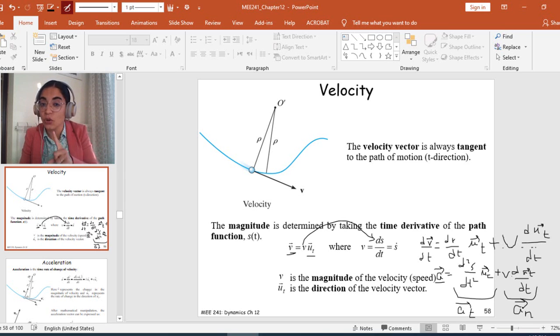So the velocity has only one component in this curvilinear motion using normal and tangential components. It has only one component in the tangential direction, while the acceleration has two components. One is tangential and the second one is normal.